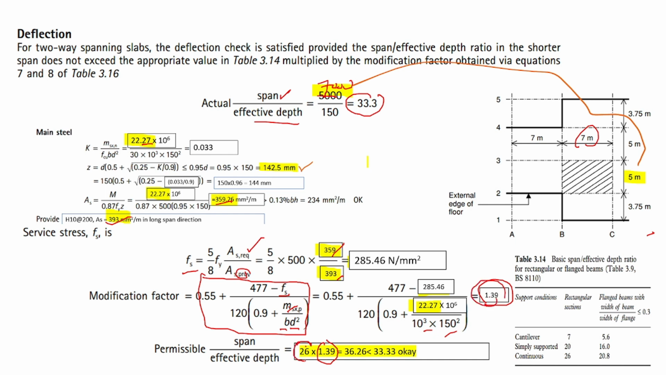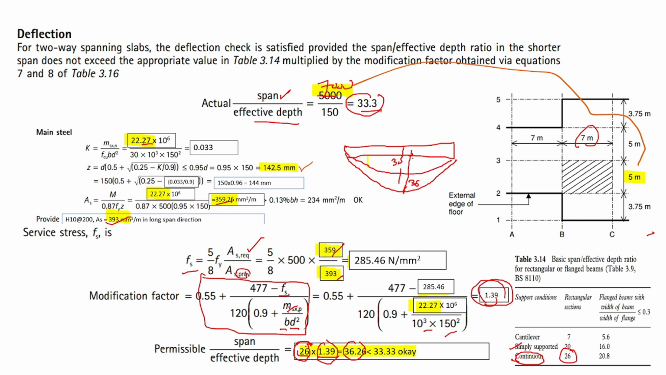You multiply it by 26. What is this 26? Because for continuous slab, or two-way slab, it's always continuous. For one-way slab, it is simply supported. So we use 26, and then you have 1.39, that becomes 36. So if this is your beam, this is your actual deflection, which is 33. This will be your permissible, which is 36. So that's fine. The permissible, or the allowable, is 36. Your actual is only 33, so it doesn't exceed the allowable value.